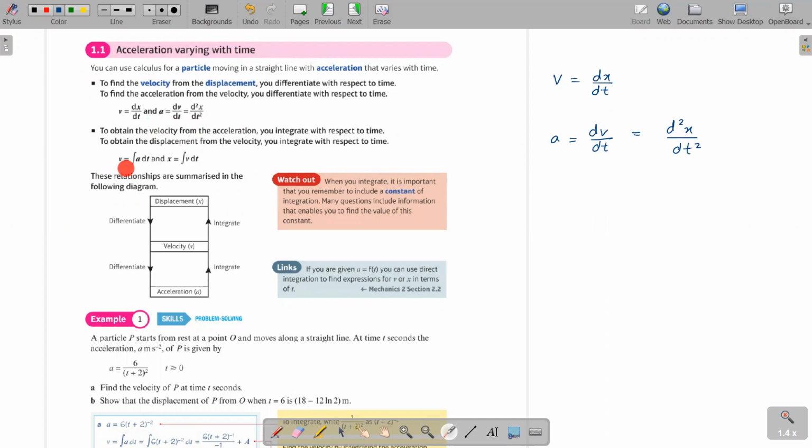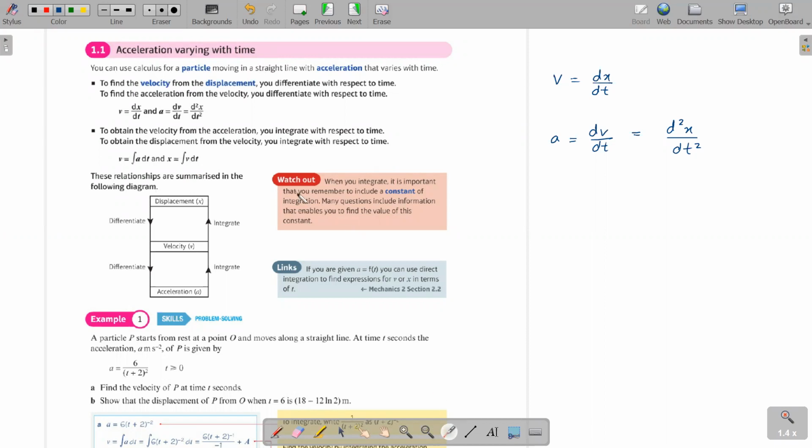And the other one, you obtain velocity when you integrate acceleration, and you obtain displacement when you integrate the velocity. So remember, all of this is when it's a function of time: your displacement, your velocity, your acceleration, everything. Basically, the equation they give you is with respect to t. So this is section 1.1, where displacement, velocity and acceleration are all given with respect to t. So let's go for the question.